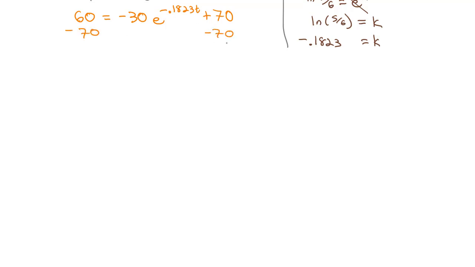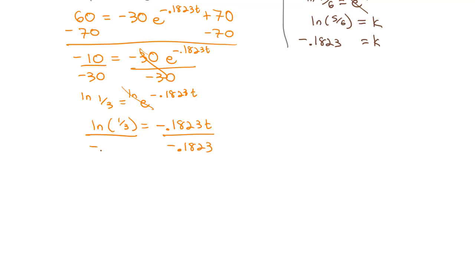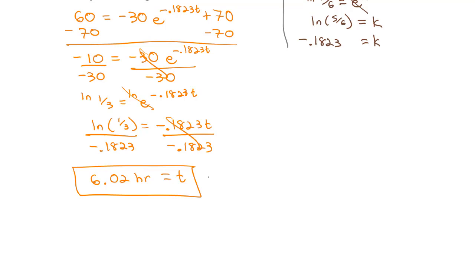Subtract 70 from both sides. Negative 10 equals negative 30 e to the negative 0.1823 t. Divide by negative 30. That's going to be a positive 1/3 equals e to the negative 0.1823 times t. To get rid of the e, we take the natural log of both sides. So we have the natural log of 1/3 equals negative 0.1823 times time. Get time alone by dividing by negative 0.1823. And when we do, again being careful with parentheses on my calculator, time is equal to about 6.02 hours. So after 6 hours, this glass of water has warmed up from 40 degrees to 60 degrees in the 70-degree room.